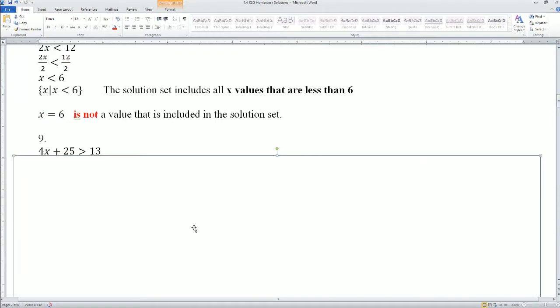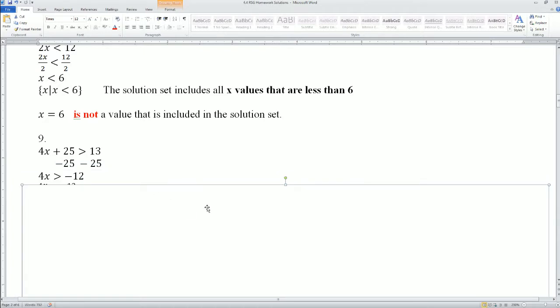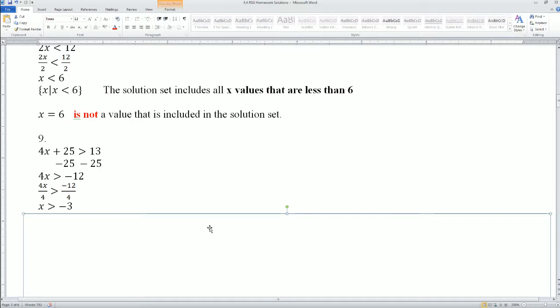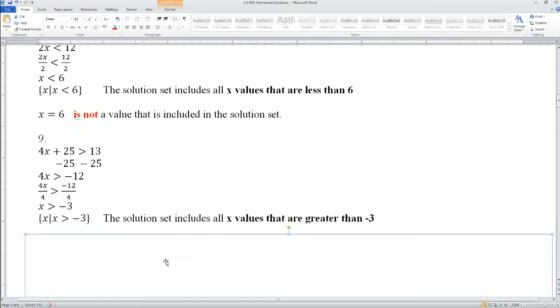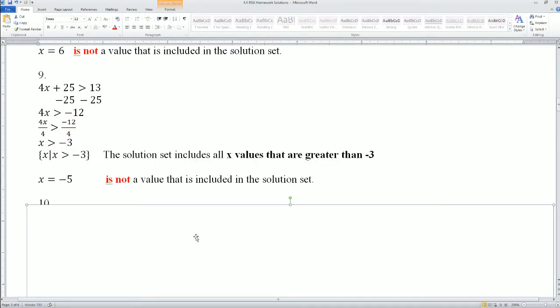9. 4x plus 25 is greater than 13. Subtract 25 from both sides. You get 4x is greater than negative 12. Divide by 4 on both sides. x is greater than negative 3. So you say the solution set includes all x values that are greater than negative 3. x equal to negative 5 is not a value that is included in the solution set because x is the values that are greater than negative 3. So negative 2, negative 1, 0, 1, 2, 3, and so on. Negative 5 is not a valid solution for that solution set.